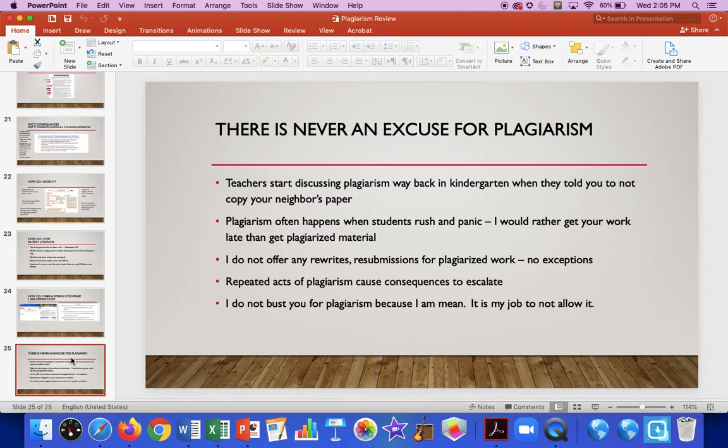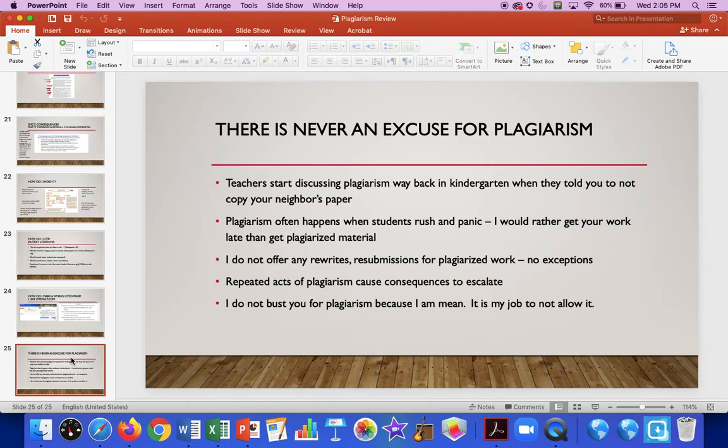Plagiarism often happens when students rush and panic. I would rather get your work late than plagiarized material. So yeah, you rush, you panic, you're like, "Oh no, it's 3 in the morning. I'm exhausted. I have to do this." People make bad decisions when they're exhausted and they feel like they're trapped. So don't do it, right?